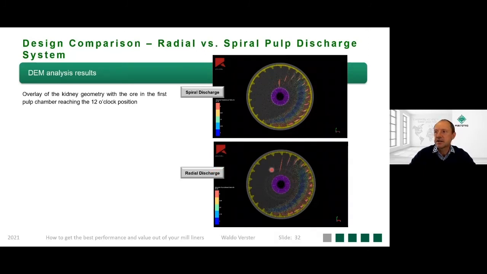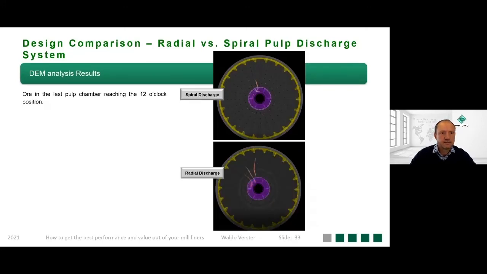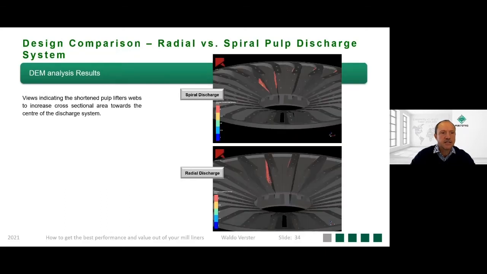You can see here in the radial design, there's still a lot of material on its way towards the central discharger. This specific view shows the last pulp chamber. If I say last, this is the last pulp chamber that was filled with material, so it's the last pulp chamber in the 12 o'clock position. And again, it is very clear that the spiral discharge system discharges quicker towards your central discharger compared to a radial design. We will discuss carryback and flow over during the next two slides.